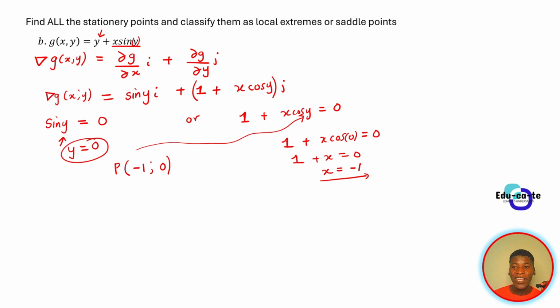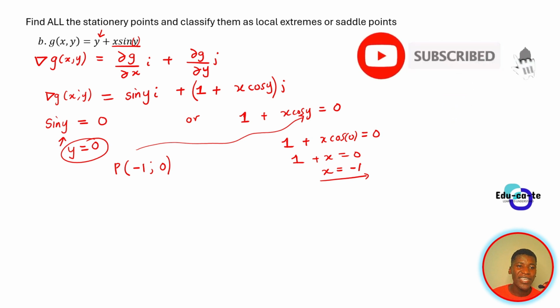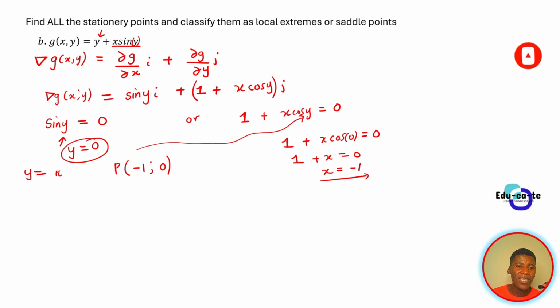Okay, there might be arguments that you can put another value for y to get 0. Maybe you can put 2 pi, or you can put pi and all those. So y can actually be pi, or it can be 2 pi, or it can be 3 pi, and so forth. So actually y is an integer multiple of pi in a sense.